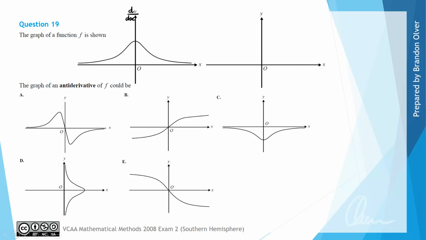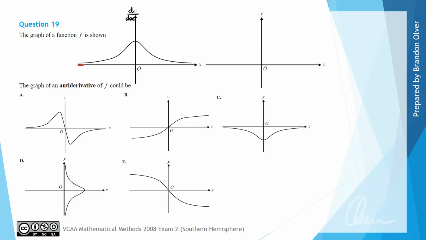So what we need to do is think about what this derivative graph is telling us about our original function. Just to make that clear, if we're asked for an antiderivative of f, that means f is the gradient graph of the function that we're asked to try and get a sketch of.